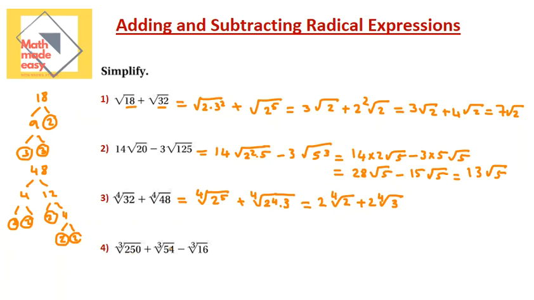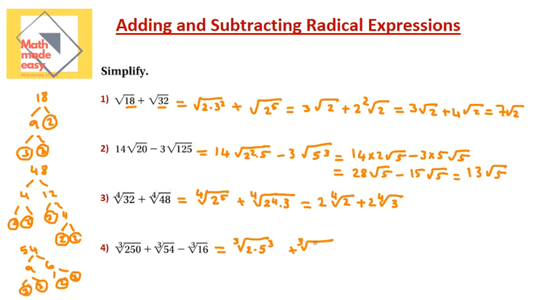Our last question here has 3 terms. Each one of them is a cubic root, so apparently I might be able to simplify. Again, we will use prime factorization. 250 is 125 times 2, so this is 2 multiplied by 5 cubed, plus the cubic root of 54. Well, we might need to check what 54 is. 54 is 9 times 6. 6 is 2 times 3. Both are prime, and 9 is 3 times 3.